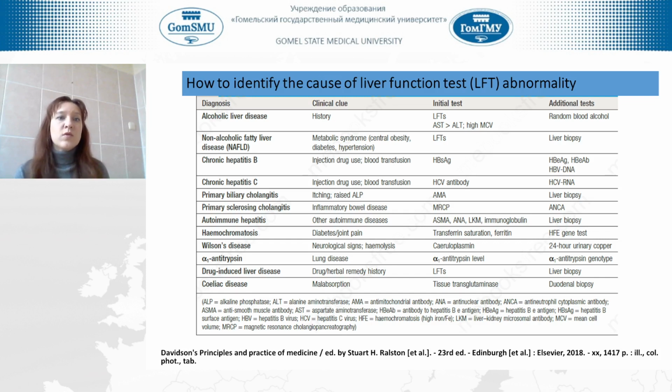Wilson disease: neurological signs. How can we find it? Initial test is ceruloplasmin, additional test is 24-hour urinary copper. For celiac disease, malabsorption is the clinical clue, initial test is tissue transglutaminase, and additional test is duodenal biopsy. And for others, you can see in this table.